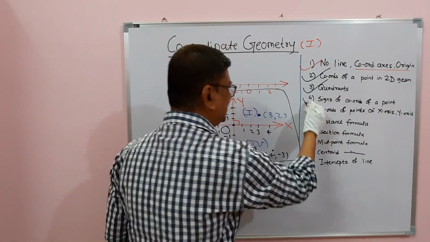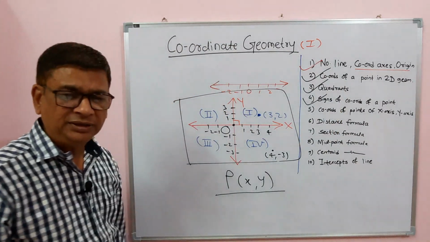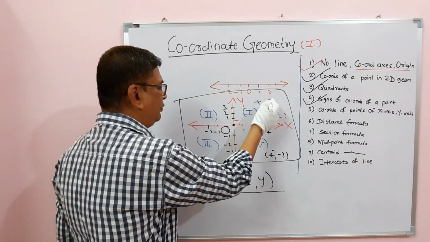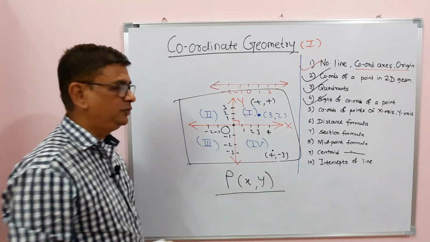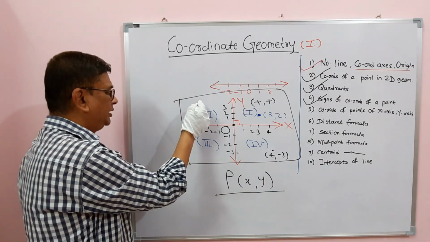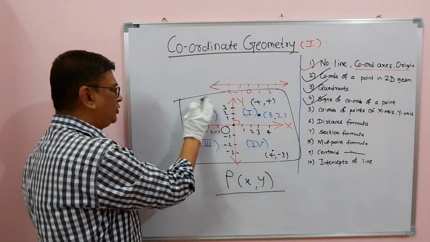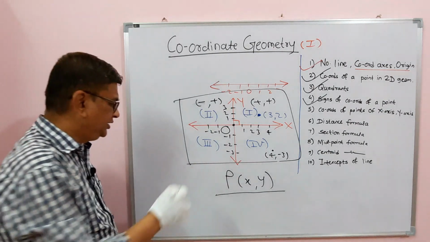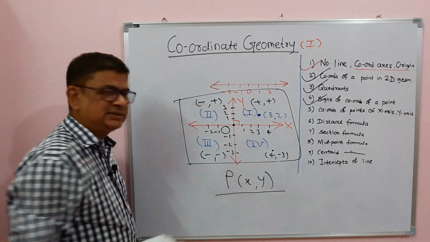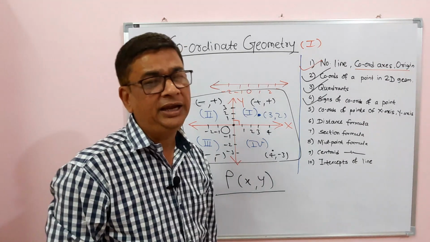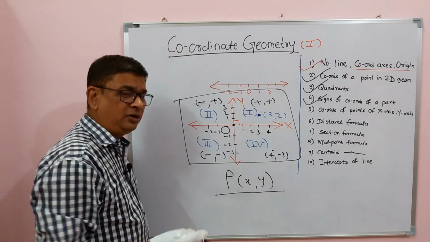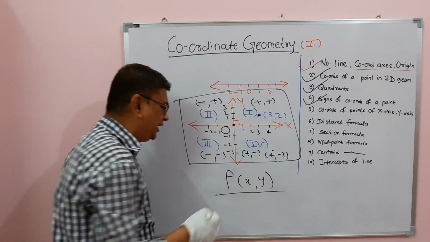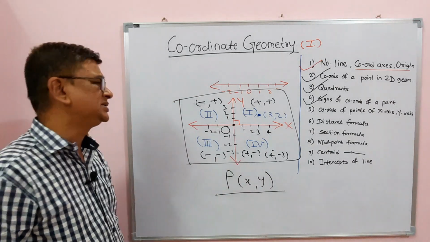Now we see the signs of coordinates of a point in various quadrants. In the first quadrant, both x and y coordinates for every point are always positive. In the second quadrant, every point has a negative x coordinate and a positive y coordinate. In the third quadrant, both x and y coordinates are negative. But in the fourth quadrant, which is also called the last quadrant, the x coordinate is positive and the y coordinate is negative. So that is written something like this: plus, minus.